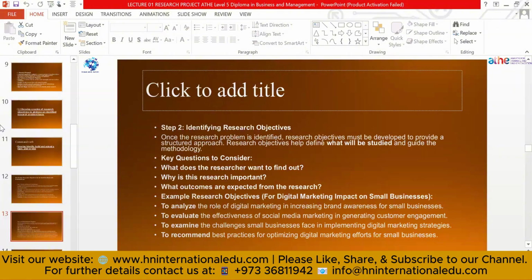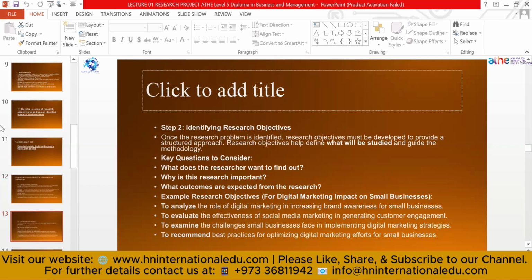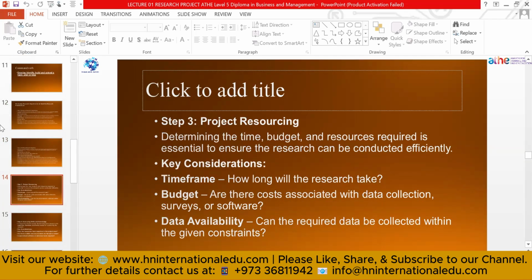In step one, we did the selection of the topic out of these three: business, education, healthcare domain. I chose the business one for sample purposes. Then how the questions or objectives might look, these are the samples for it. Then step number three, now, resourcing doesn't always mean you're going to work with the financial resource all the time.